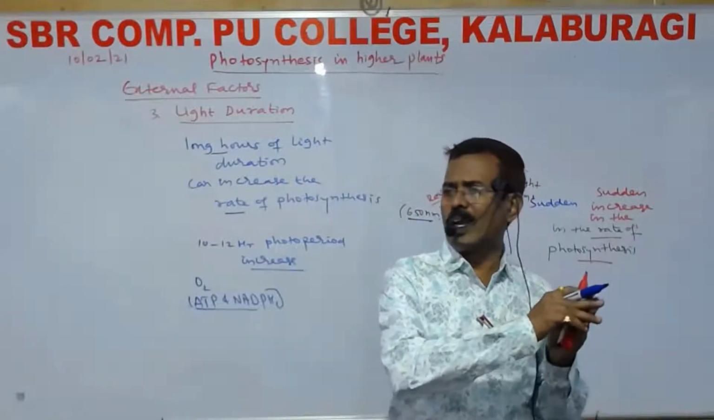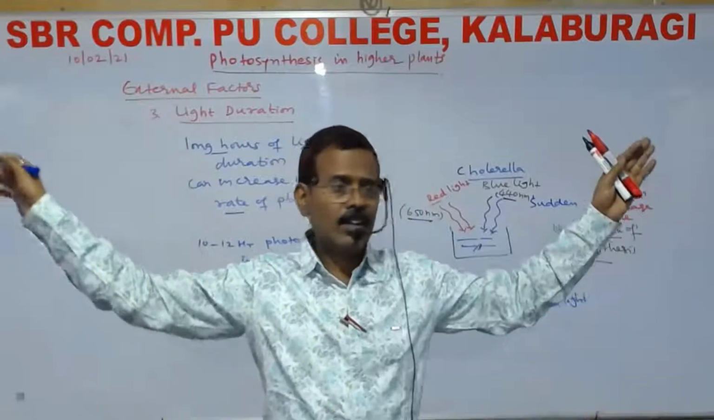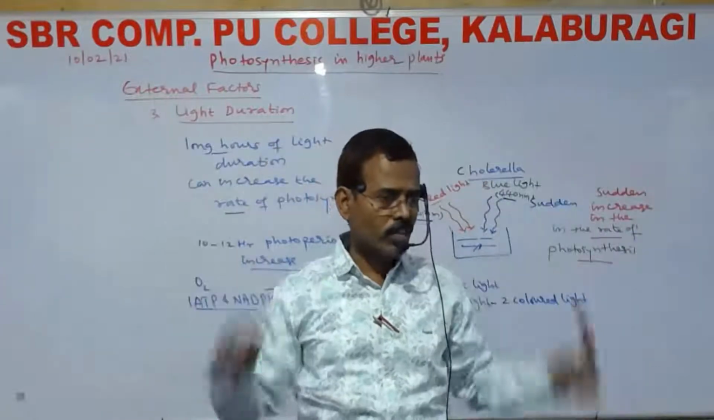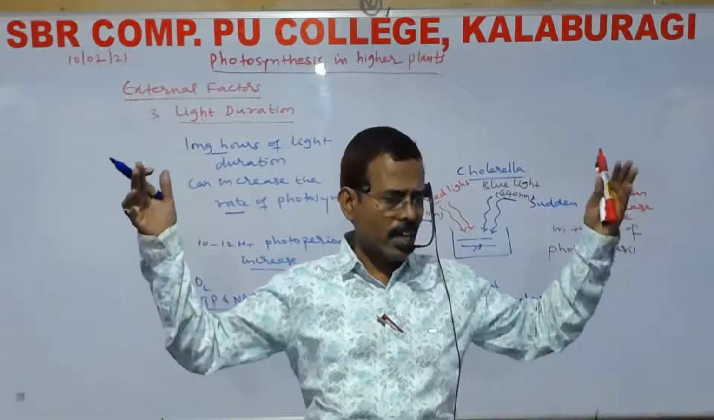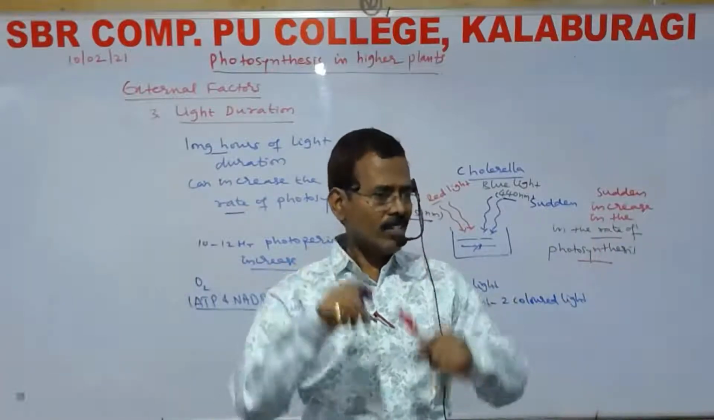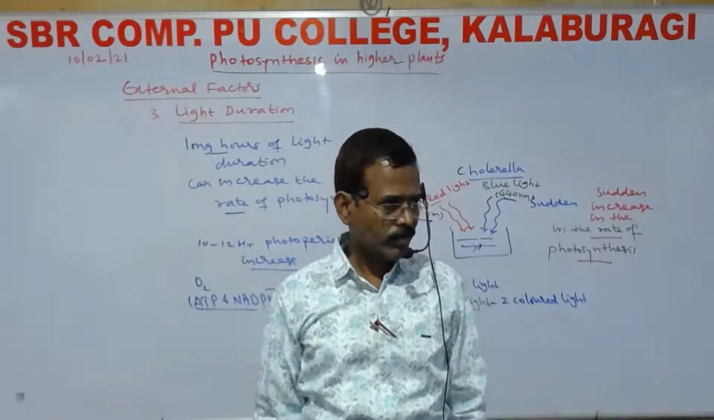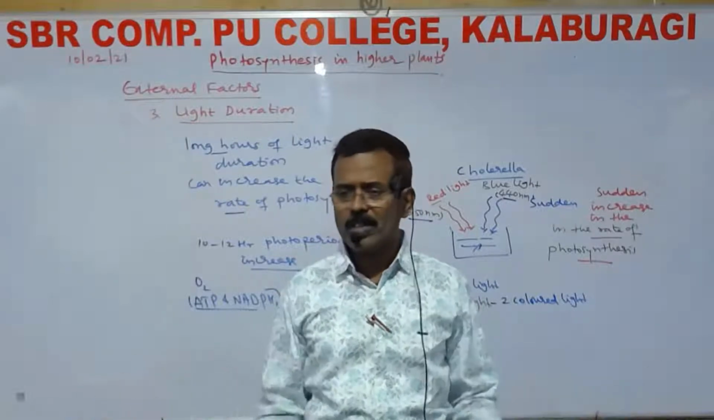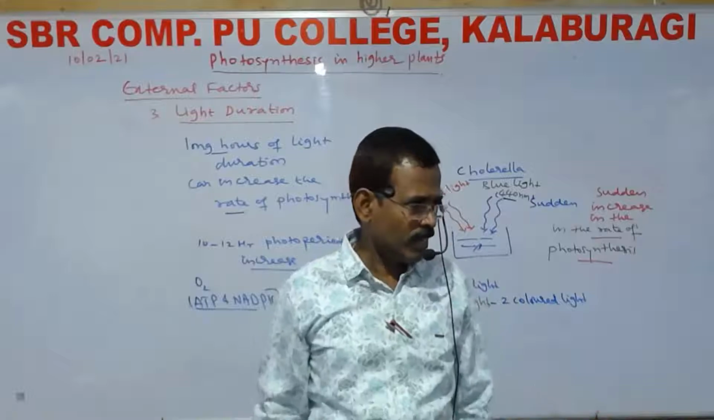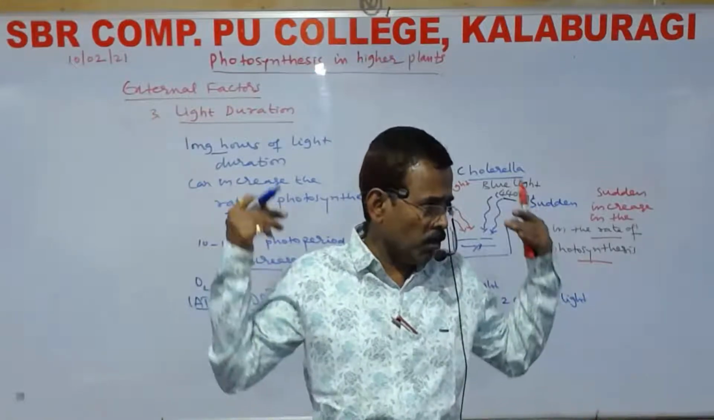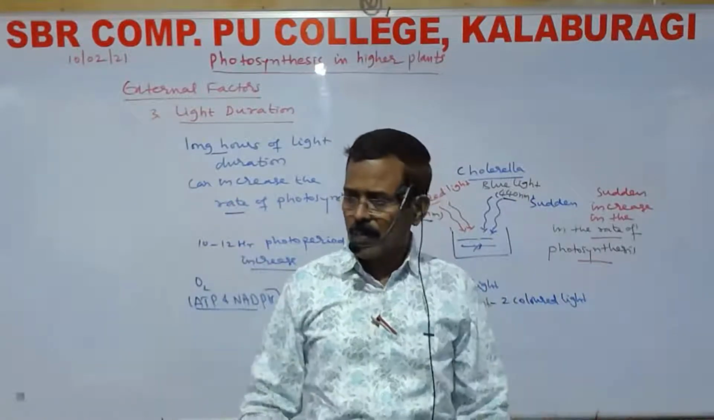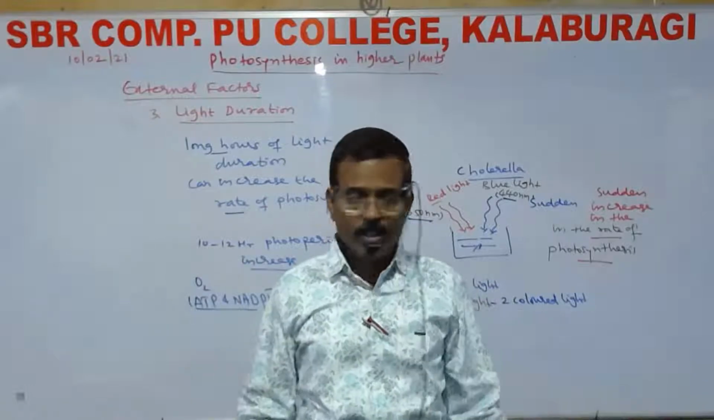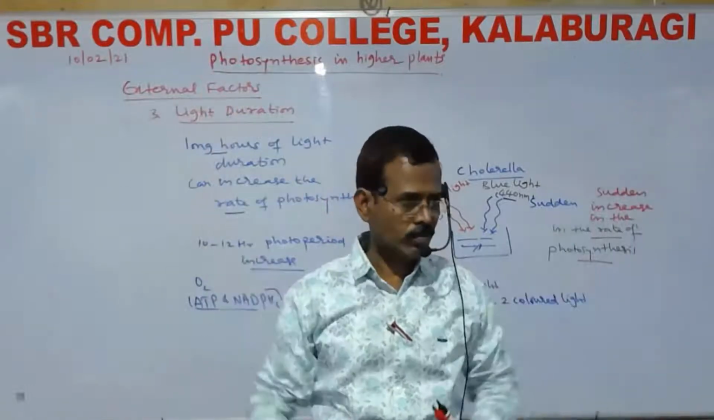Suppose you provide only continuous light, thinking that the rate of photosynthesis will increase. If you provide light continuously, only light reactions can occur. And when enough ATP and NADPH are stored, there is no further addition. The cell already has enough ATP and NADPH. These have not been utilized because light was provided continuously.